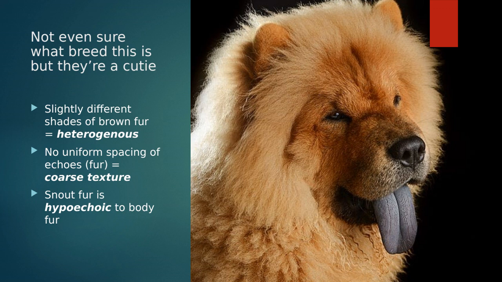He does not have uniform spacing of his fur, right? The fur on his snout is very different than the fur on his ears, than his mane, than the fur down here near his tongue. So he is going to have a coarse texture as well. He has some widely spaced fur. And then again, his snout fur is going to be considered hypoechoic to the rest of his body fur.